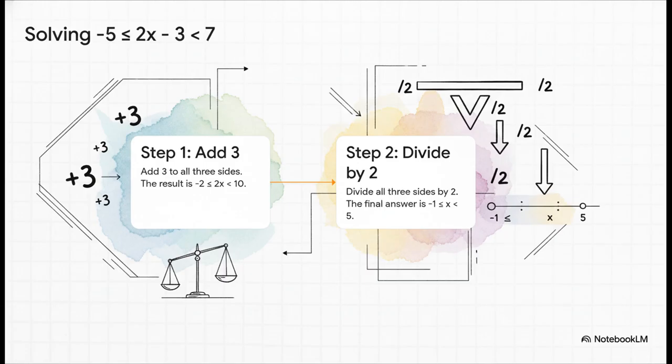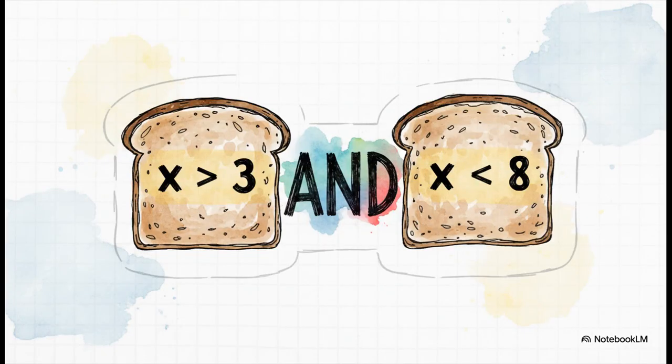We're so close. To get x all alone, we just divide everything by 2. That leaves us with our final answer. -1 is less than or equal to x, which is less than 5. See? Same rule. Okay, what if you see something like this?